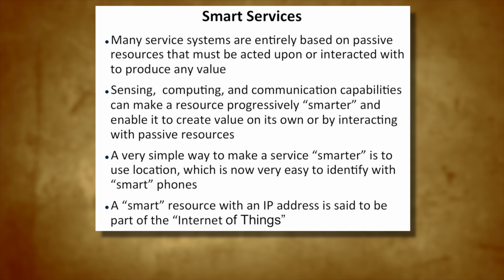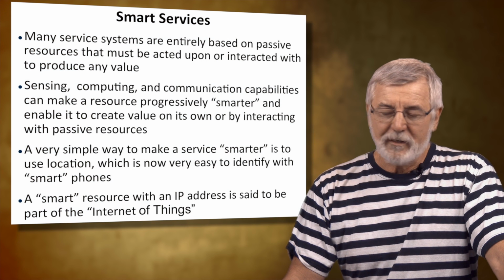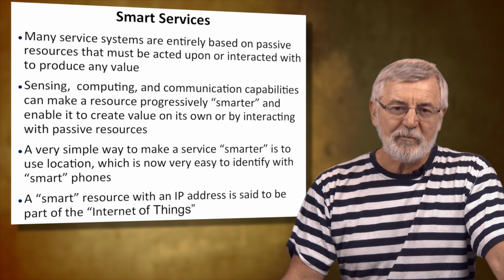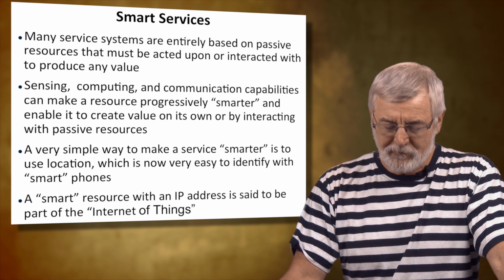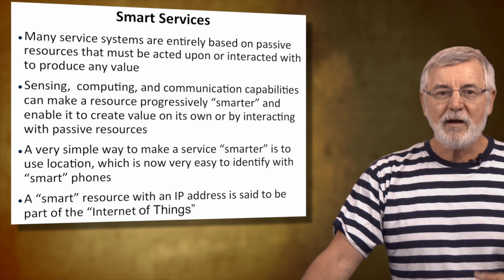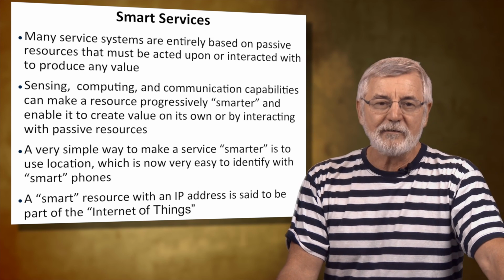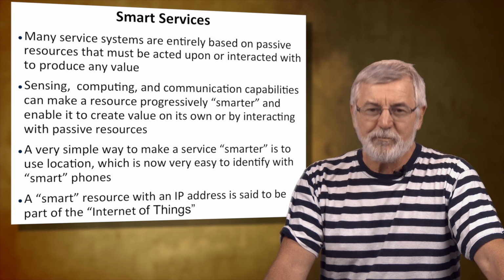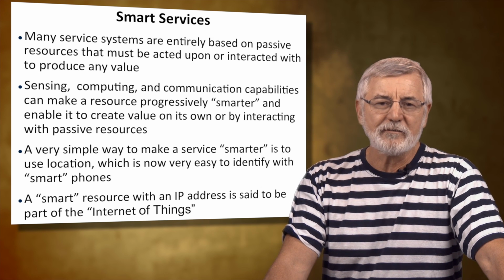Historically, most service systems were based on what we might call passive resources or static resources, where you had to act upon them or interact with them to get any value out of them. But we're now seeing that if we add a sensing capability or a computing capability or communication capability to a resource, we can make it progressively smarter and enable it to create value on its own or by interacting with or invoking passive resources.